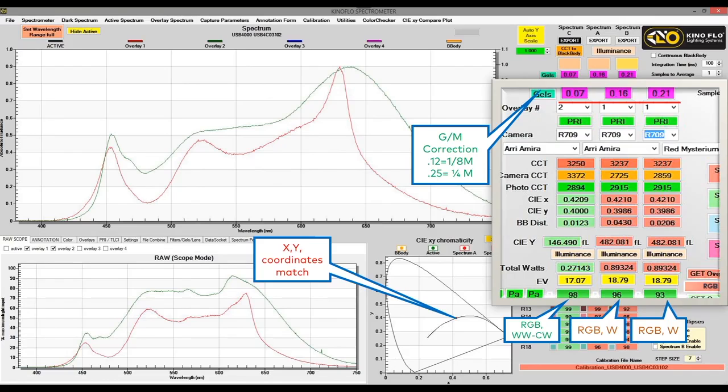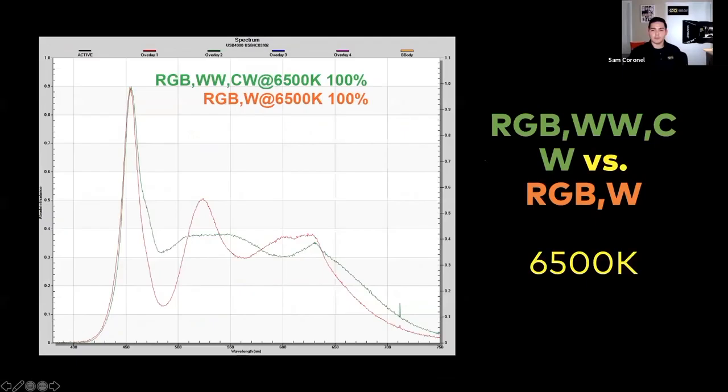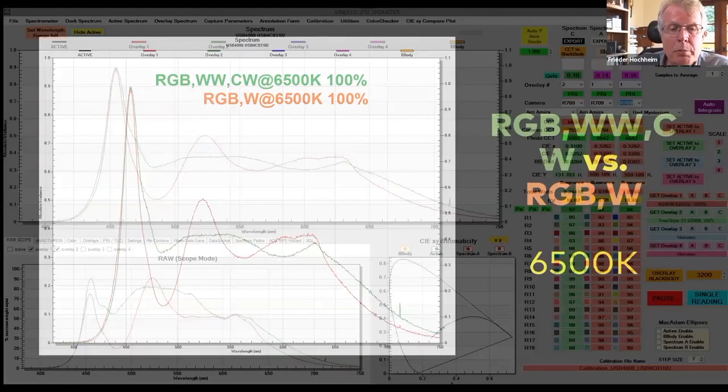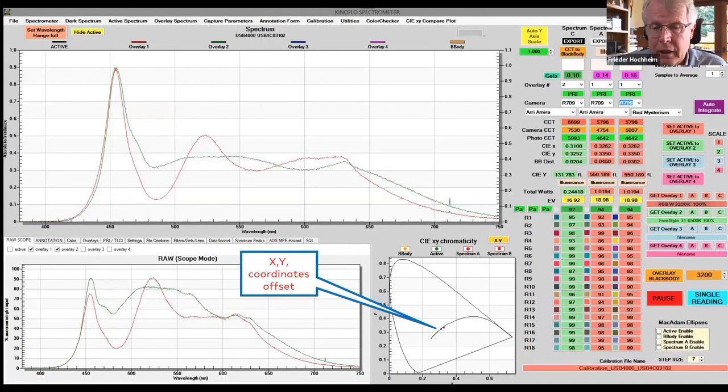So again, different cameras, slightly different response. Yet to the eye, all this stuff looks the same. If we look at this in the daylight mode, same thing here. You can see the difference in white spectrum, again, slightly different volume of spectral data. How does this play out? XY coordinates are offset a little bit.